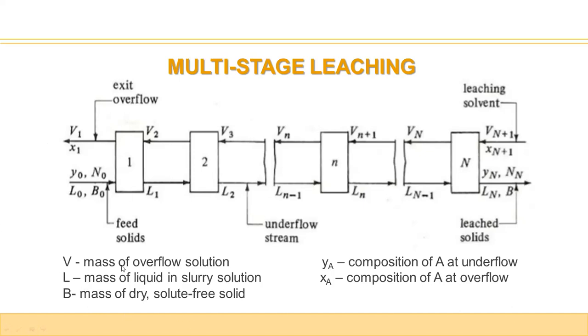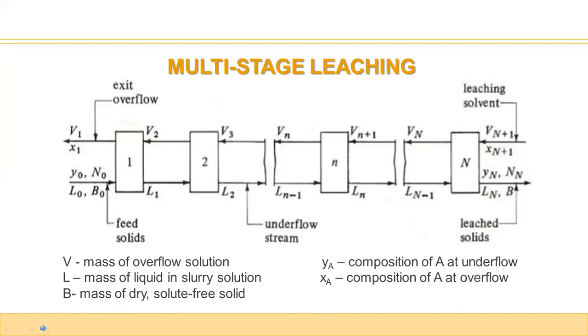So V is the mass of the overflow solution, or in the case in this part here, this is your solvent. Now your solvent that carries already your solute is your overflow solution. So that's your V. L is the mass of the liquid in the slurry. So take note, mass of the liquid only. It does not take into account the B. The B is the mass of the dry solute-free solid. And again, the concentrations Y and X.